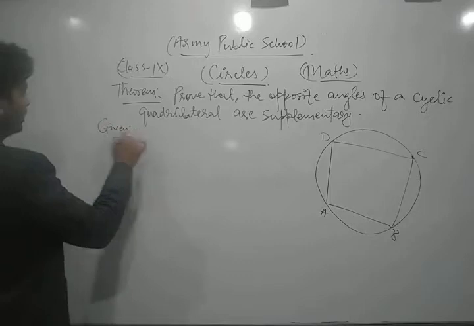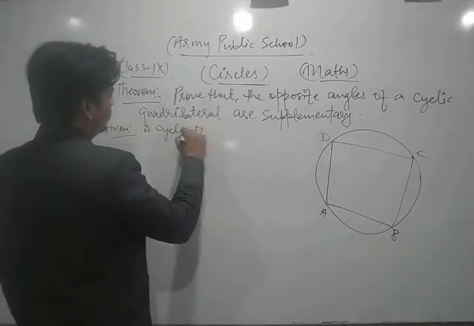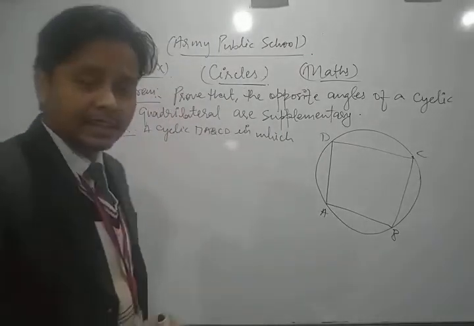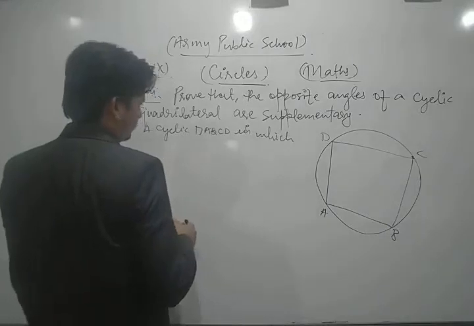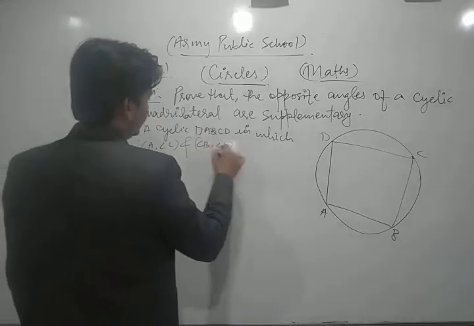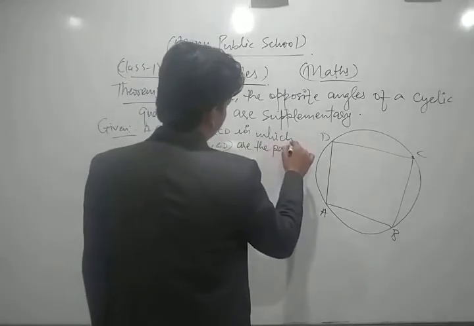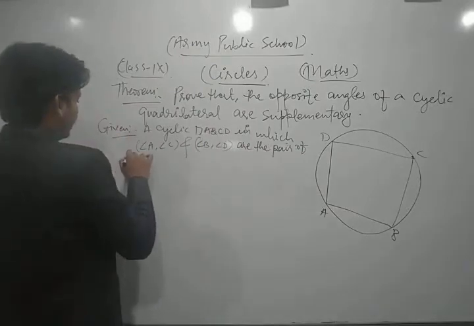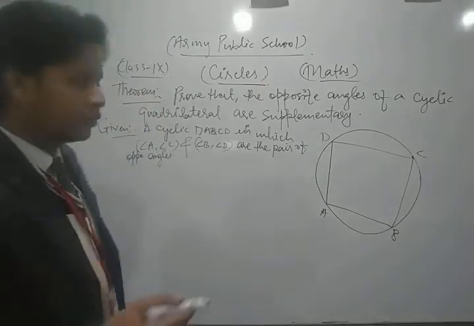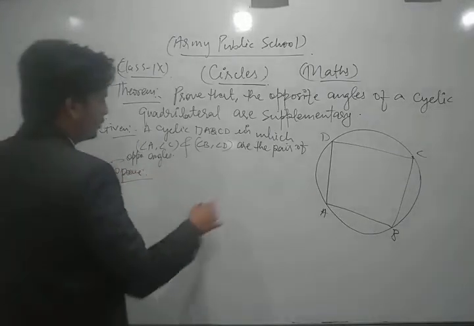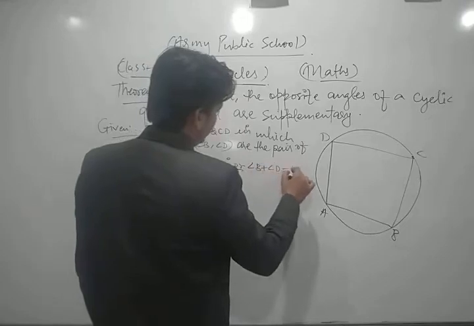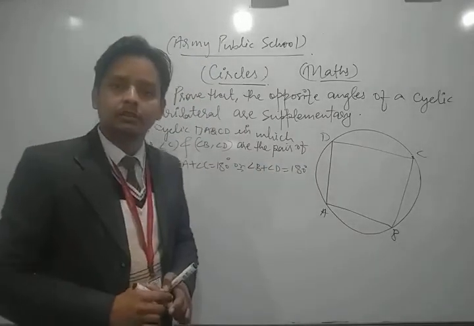First of all, we write given: a cyclic quadrilateral ABCD, in which angle A, angle C, and angle B, angle D are the pairs of opposite angles. Now, what we have to prove is the sum of opposite angles: angle A plus angle C is equal to 180, or angle B plus angle D is 180. It means the opposite angles of a cyclic quadrilateral are supplementary, meaning their sum is 180.